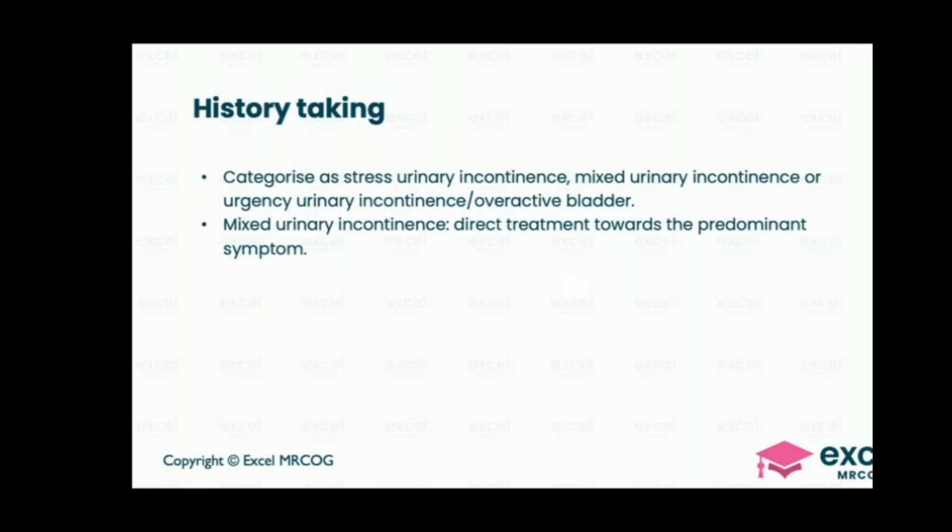All right. Now, the management depends on what type it is. If it is SUI, you will do SUI management. If it is OAB, you will do OAB management. If it is mixed, of course, you will direct the treatment towards the predominant symptoms, but you will also not ignore the other incontinence symptom that she has. Okay, so both the conservative measures you would be starting.